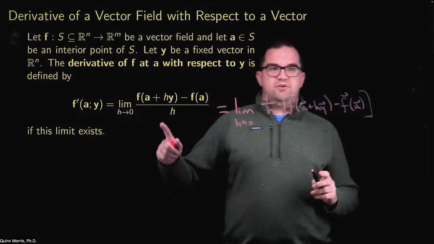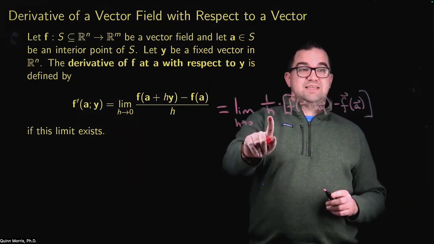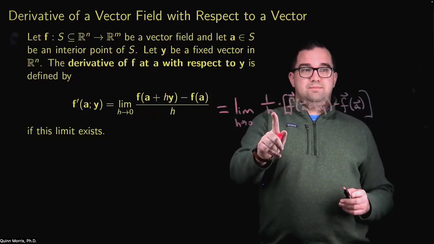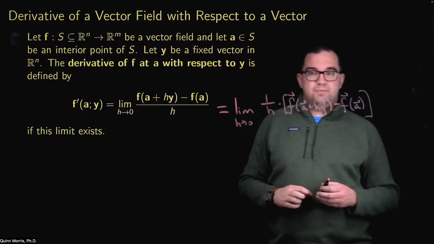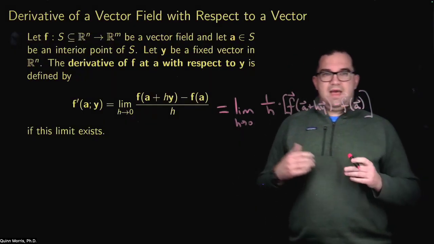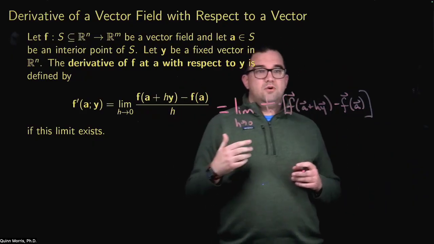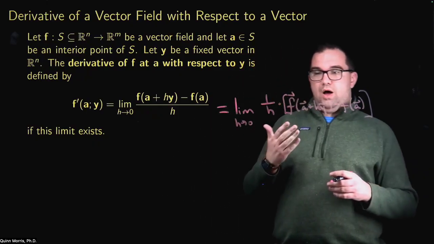So when I write divided by h, I'm really just saying multiply this vector quantity by the scalar 1 over h. And I can multiply a vector by a scalar. That simply means that I multiply each component of the vector by that scalar. So certainly that can make sense. So this is our definition for the derivative of F at A with respect to Y.